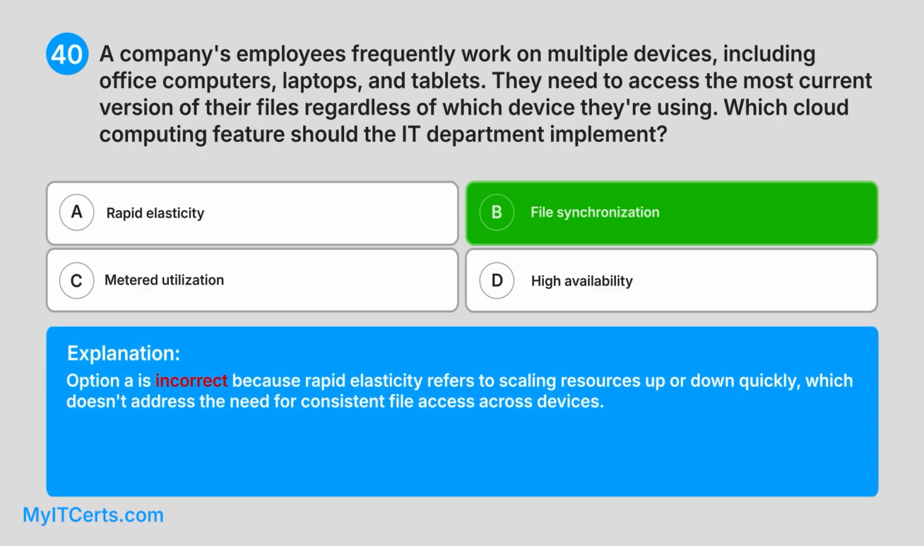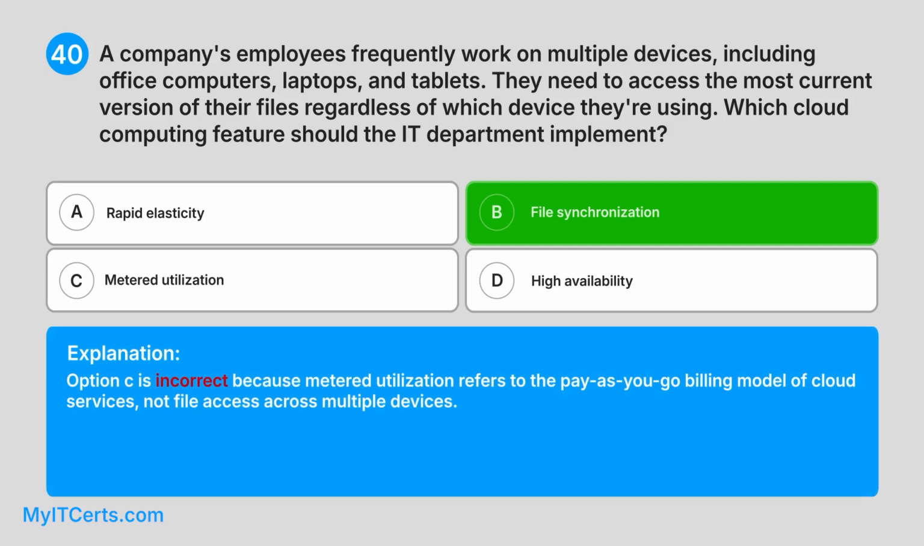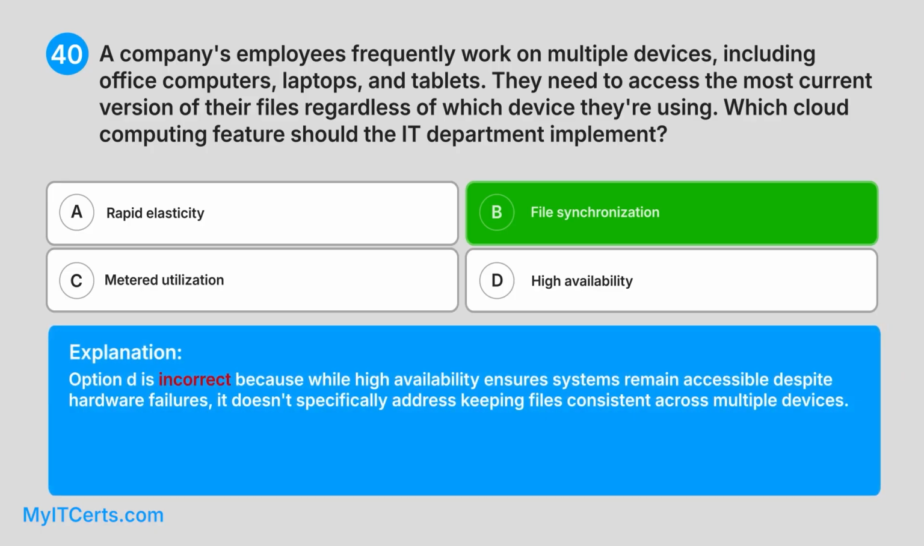Option A is incorrect because rapid elasticity refers to scaling resources up or down quickly, which doesn't address the need for consistent file access across devices. Option C is incorrect because metered utilization refers to the pay-as-you-go billing model of cloud services, not file access across multiple devices. Option D is incorrect because while high availability ensures systems remain accessible despite hardware failures, it doesn't specifically address keeping files consistent across multiple devices.